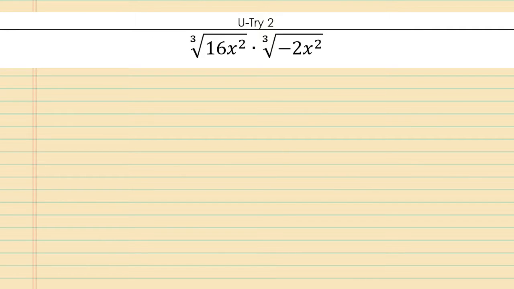Here's your U-try. First multiply, and then try to see perfect cubes. Simplify your perfect cubes. Don't forget to simplify the negative one as well.